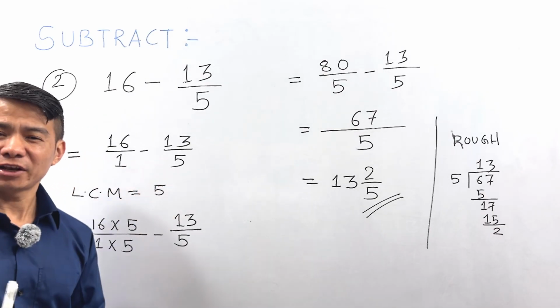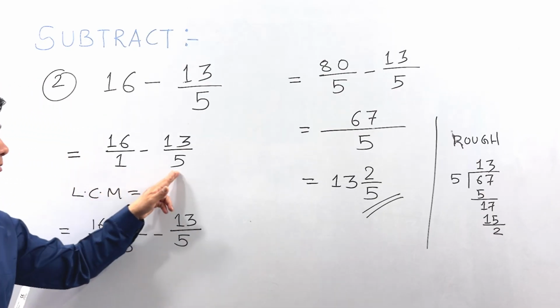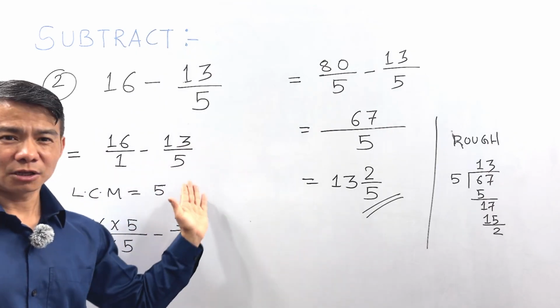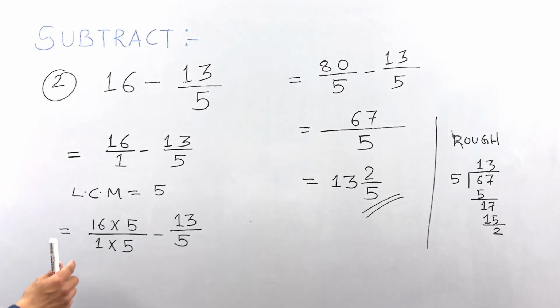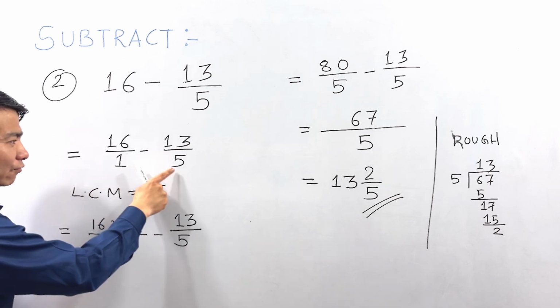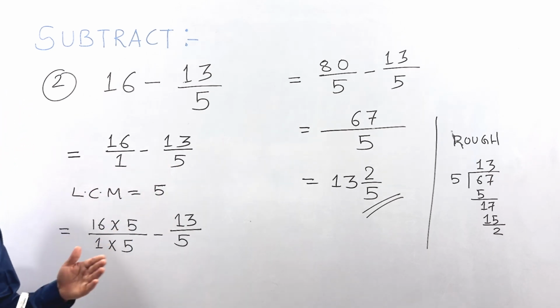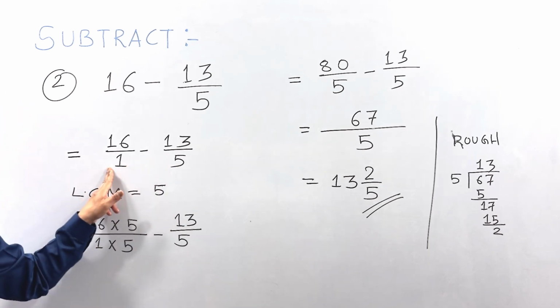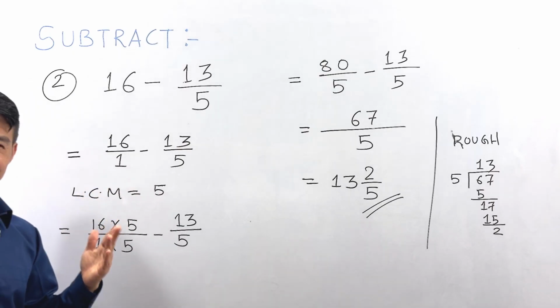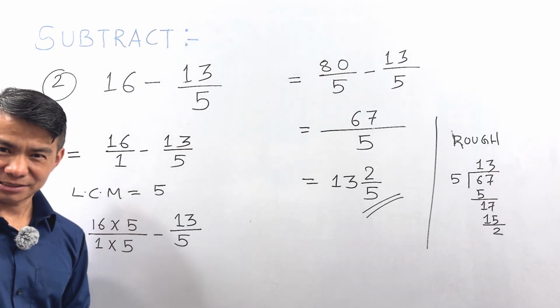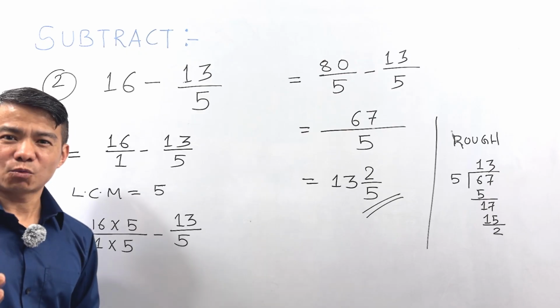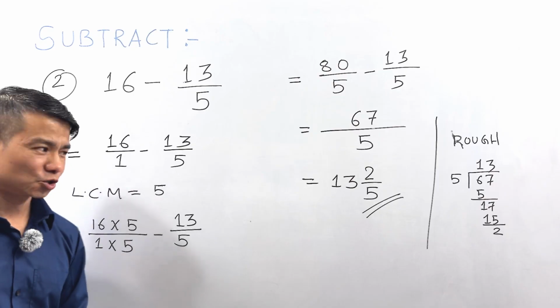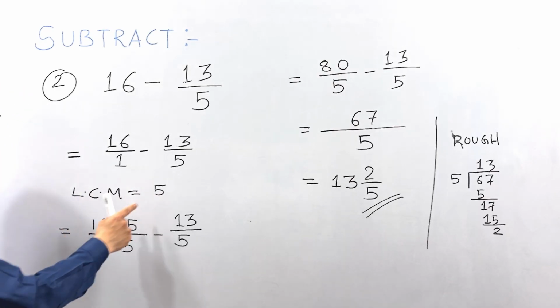Whenever there is 1 with some other number, no need to do the long process of finding the LCM, because we can directly write the LCM as the number other than 1. So in this case, the LCM of 1 and 5 will be 5. Or say if there is 1 and 10, the LCM will be 10. The LCM of 1 and 20 will be 20. LCM of 1 and 100 will be 100, and so on. So I wrote LCM equals 5 directly.